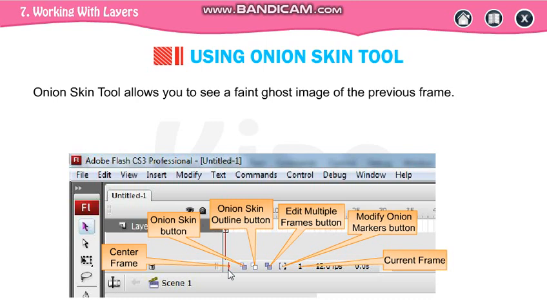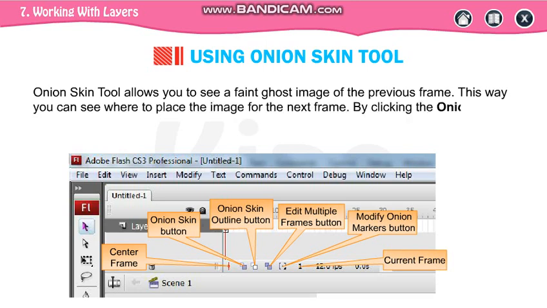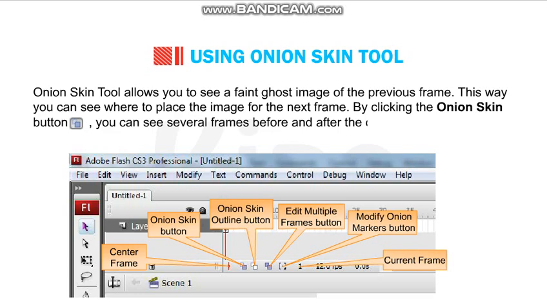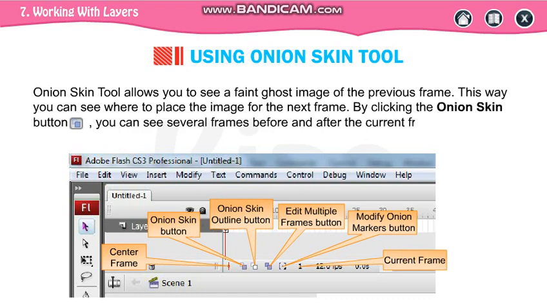Now this is your center frame, this is your onion skin button, onion skin outline button, edit multiple frames button, modify onion markers button, and the current frame. Now let us see how to do that. By clicking on the onion skin button, you can see several frames before and after the current frame.